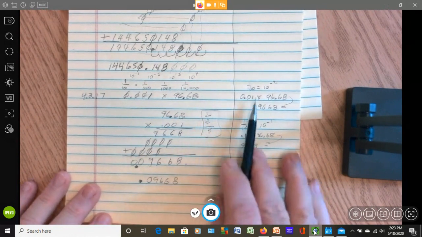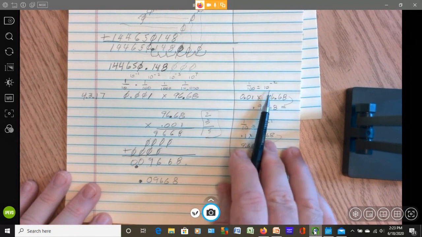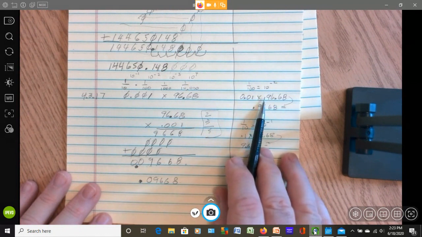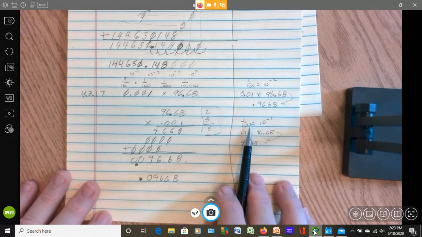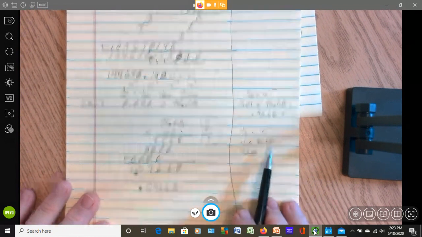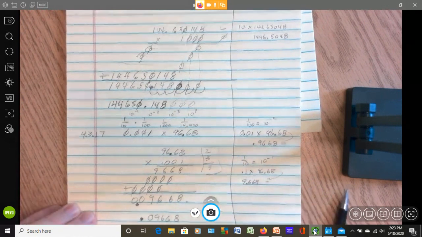Okay, so what would happen if we multiplied by hundredths, or 10 to the minus 2? Well, the decimal point would do what? It would go to the left 2 places. What if we multiplied by tenths? It would go to the left 1 place. Now you check me on these and practice and make sure you understand why these decimal points are moving the way they're moving.